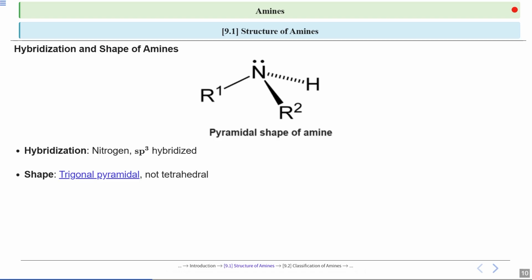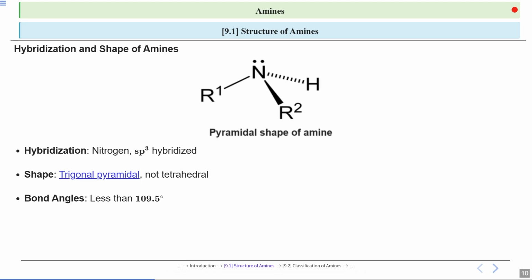Next, if I talk about the shape of amines, then you might think if it is sp3 hybridized, then the shape must be tetrahedral. But over here, students, the shape is not tetrahedral. Instead, they have a trigonal pyramidal shape. Why? This is because one of the sp3 orbitals contains a lone pair of electrons. So this nitrogen contains a lone pair of electrons, which pushes the bonded atoms down and creates a pyramidal shape like structure. So the hybridization of amine is sp3 and the shape is trigonal pyramidal.